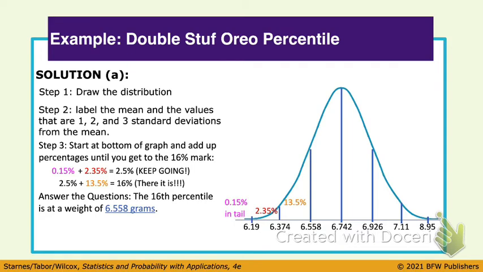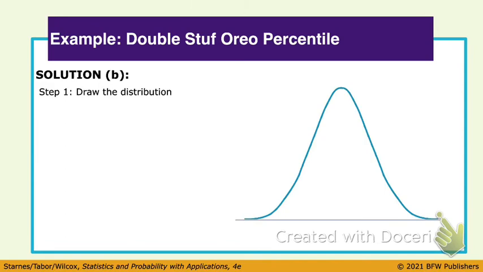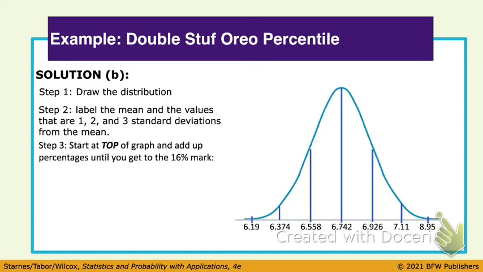Isn't this exciting? All right, guess what we're going to do now? We're going to find the top 16th percentile. So guess what we do? We do the same thing. We draw a distribution. Y'all can use the same distribution. Fine. All right, the top 16%.